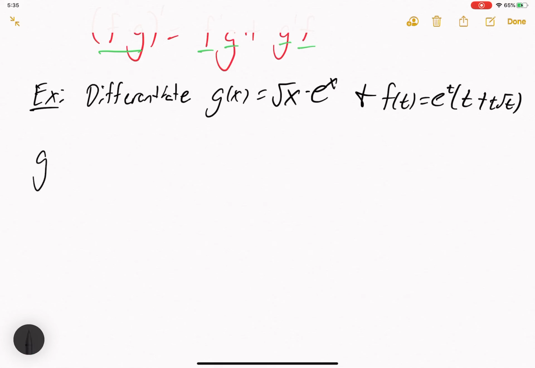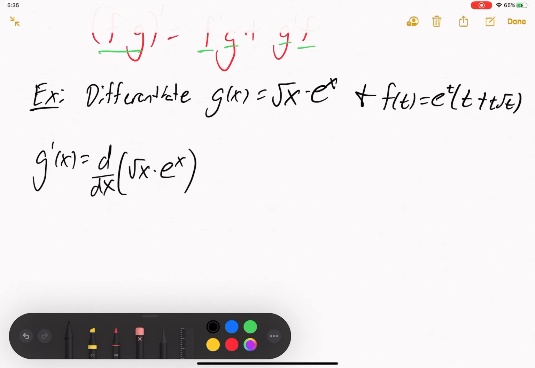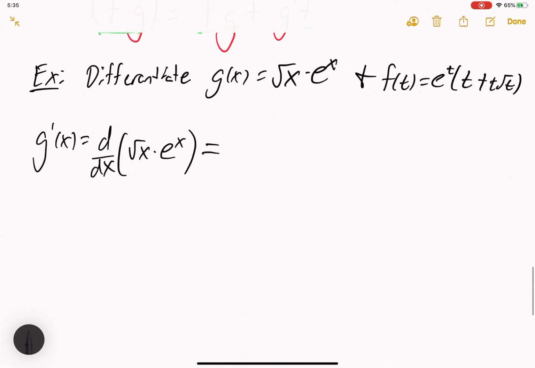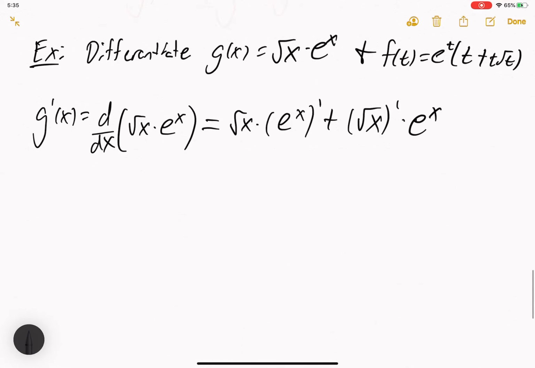But anyways, so you want to find g prime of x, so this is going to be equal to d dx of the square root of x times e to the x. So remember, like what I said, you keep one of them the same. So I'm going to keep the square root of x the same, multiply by the derivative of e to the x. So I'm going to write prime for that, plus, now it's going to be the derivative of the other one, so square root of x prime times e to the x, because that's the other one.